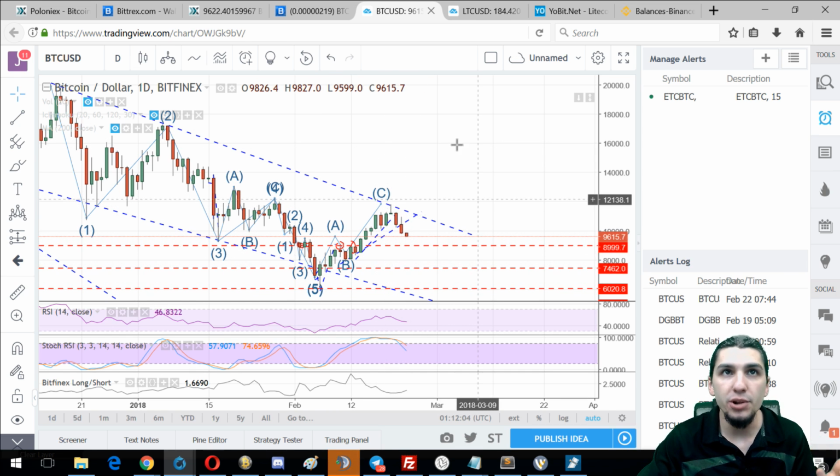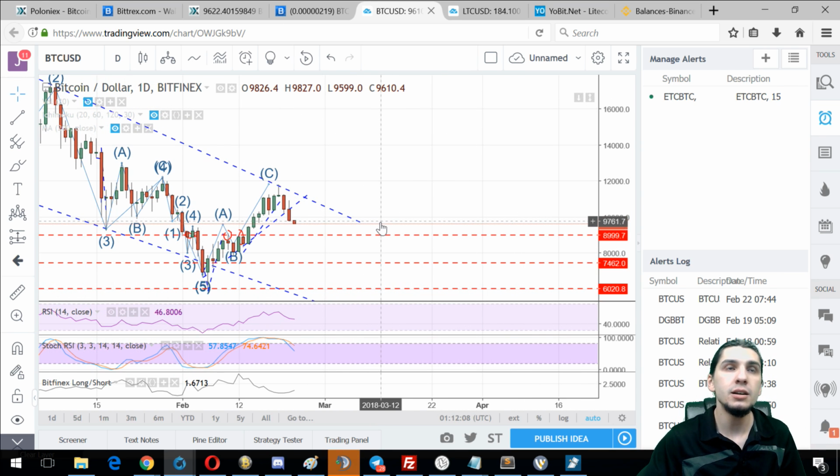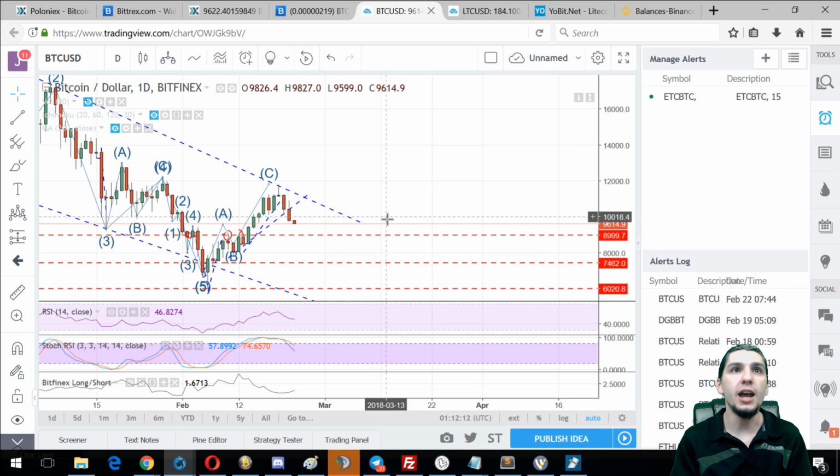So I'm planning on likely a 1, 2, 3, 4, 5 in the downward direction again, and then hopefully a 1, 2, 3, 4, 5 in the upward direction, and break north of 12K. And until we get north of 12,000, we're still in a bearish market, guys.